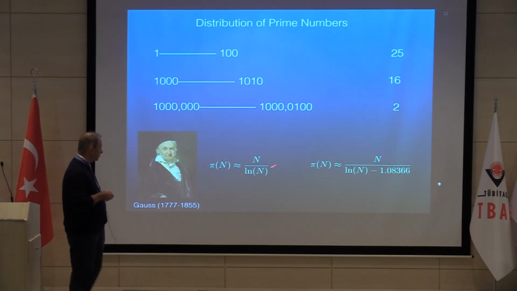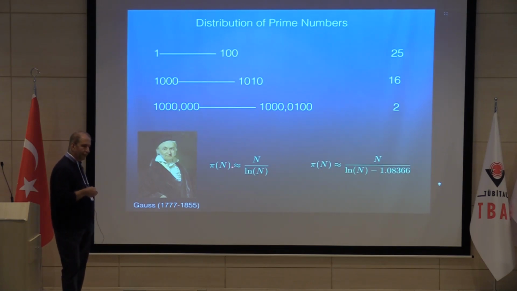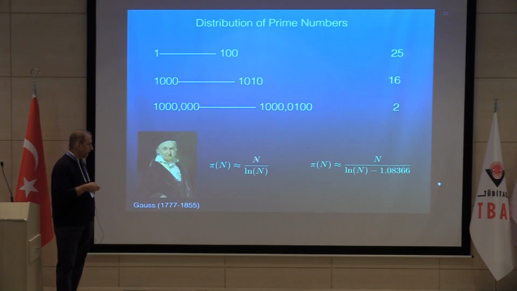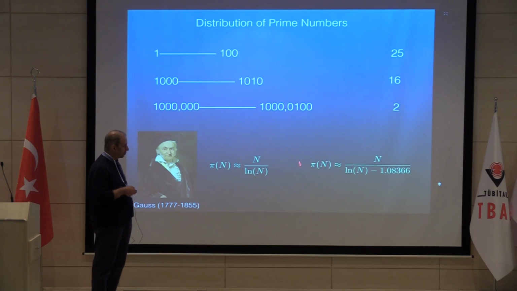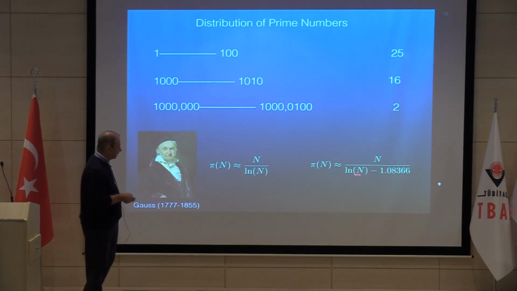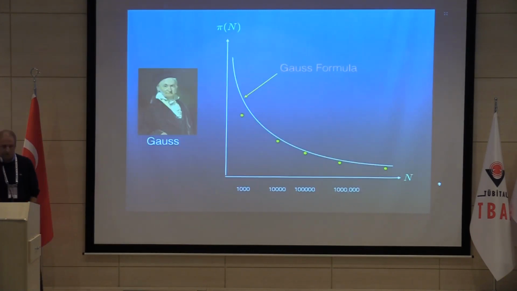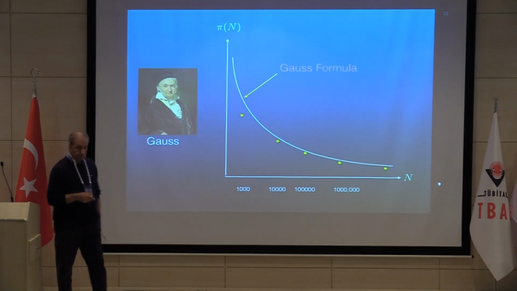The formula is this. The number of prime numbers less than n, he conjectured to be truly given by n divided by the logarithm of n. Or more accurately, the number of prime numbers less than n is given by this, because he added these small numbers here. And this is a very close approximation to the number of prime numbers. In fact, it's an upper bound.